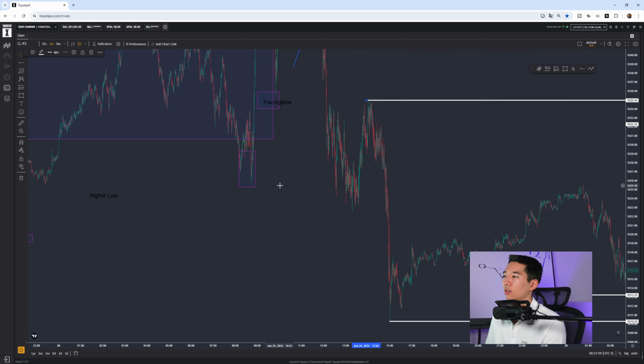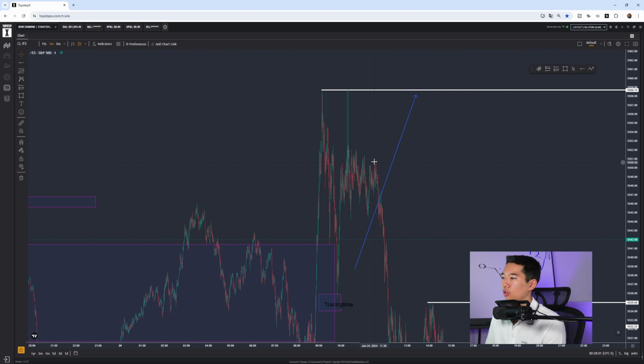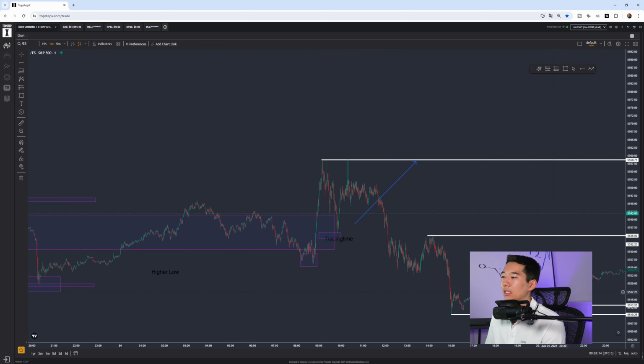For example, here. The next bigger structure high can also be here, or within the next hour it was here. Within the next hour, it was just this low here. Within the next hour, it was here, for example, or here, or here. And it all depends on market experience.